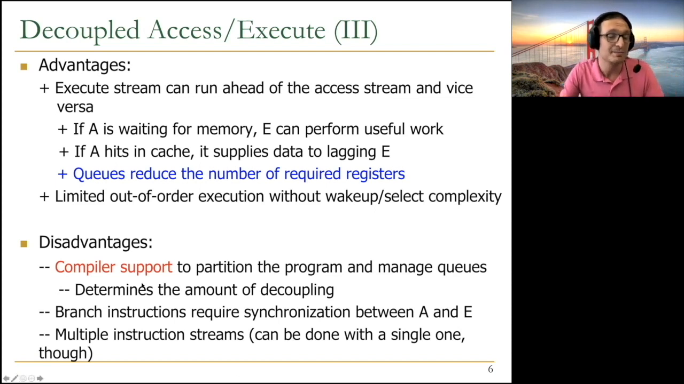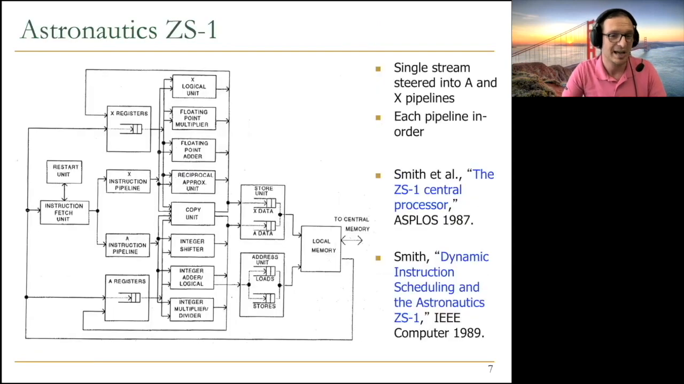The other disadvantage is multiple instruction streams. Basically, you need to generate 2 instruction streams or program 2 instruction streams, which may be cumbersome. But later work showed that this can be done with a single one by taking the single instruction stream and splitting it dynamically into multiple processors. And this is an example, basically.